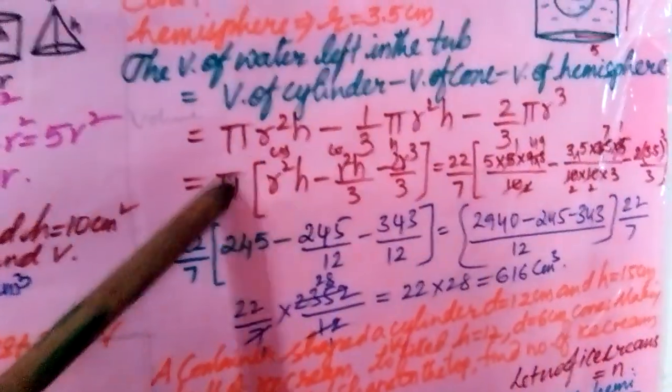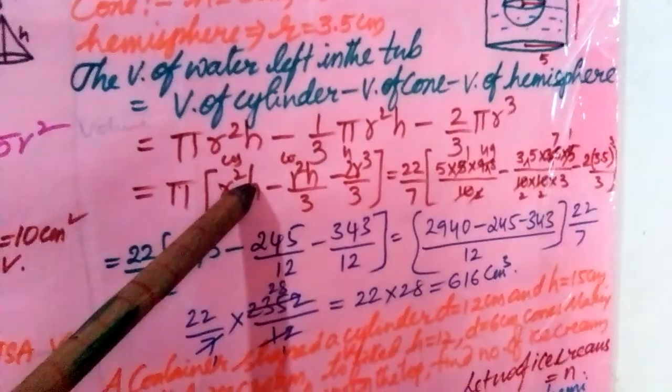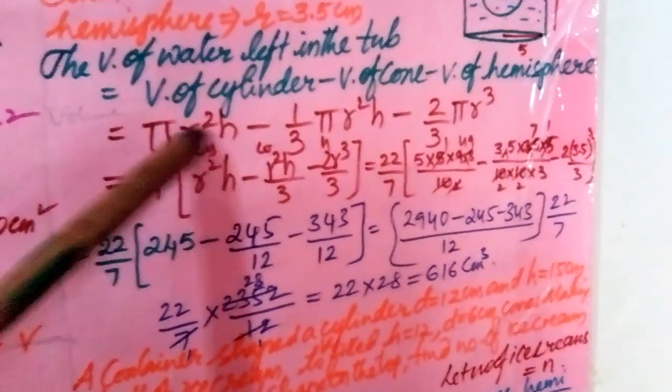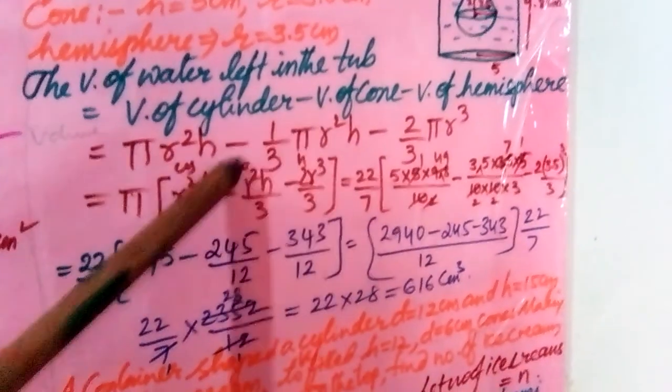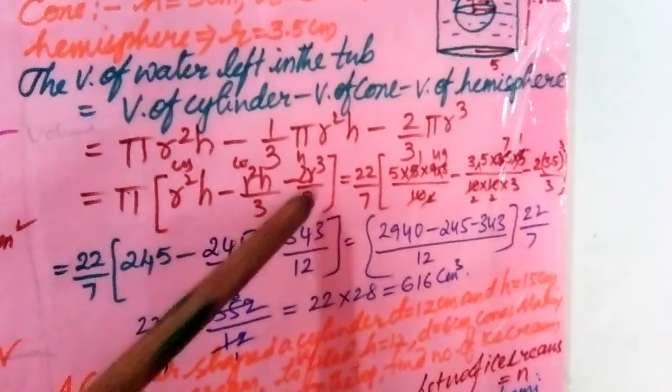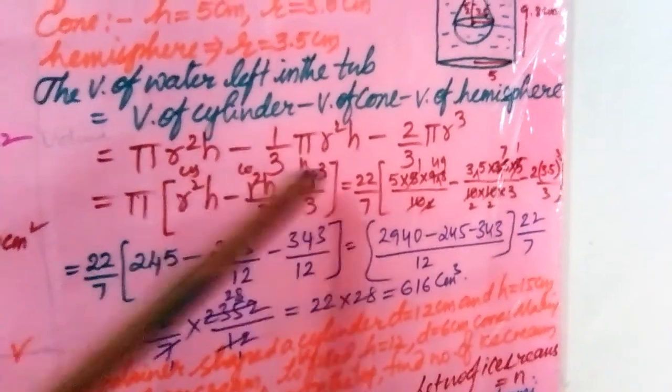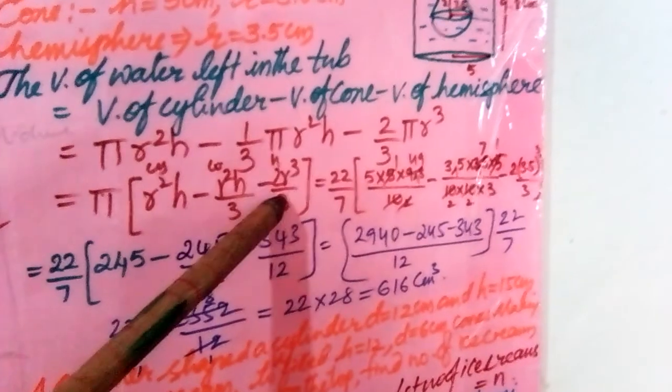Now pi you have taken as common, then the remaining is r square h, which is related to the cylinder, and in the second formula r square h by 3, which is related to the cone, and the remaining is 2r cube by 3.